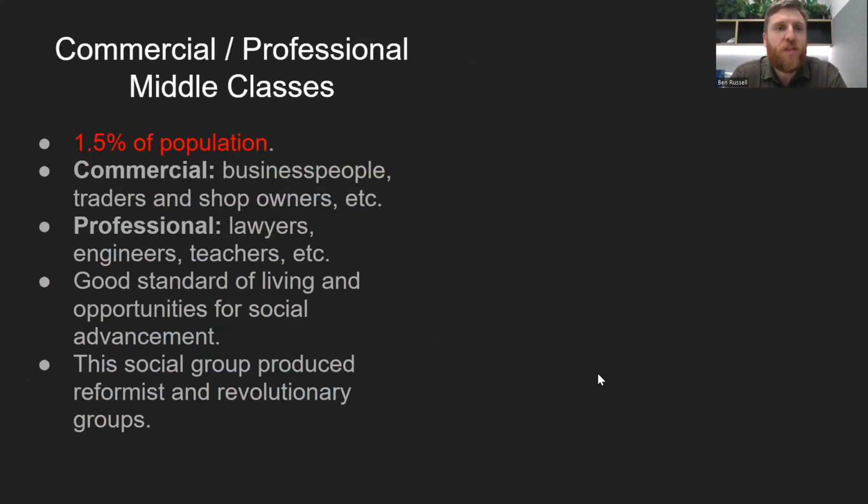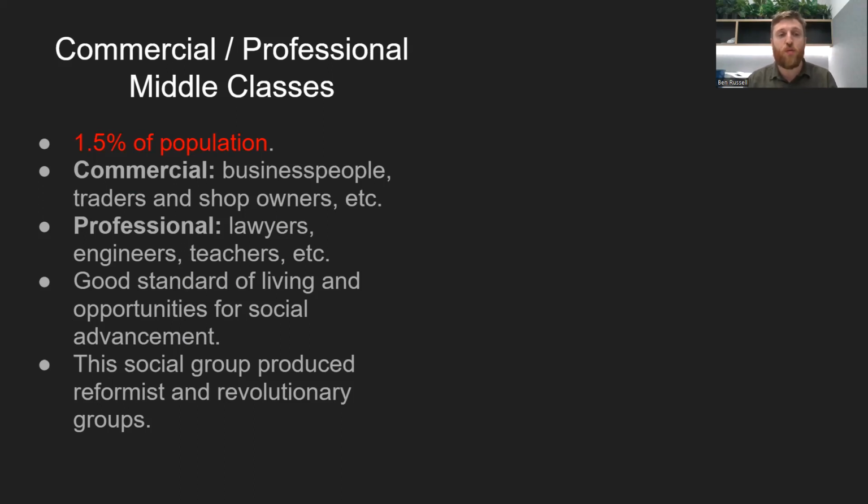The next group is the middle classes, so commercial and professional middle classes. They made up 1.5% of the population. By commercial classes, we mean business people, traders, and shop owners. By professional, we mean lawyers, engineers, teachers, etc. These middle classes had a good standard of living and many opportunities for social advancement.